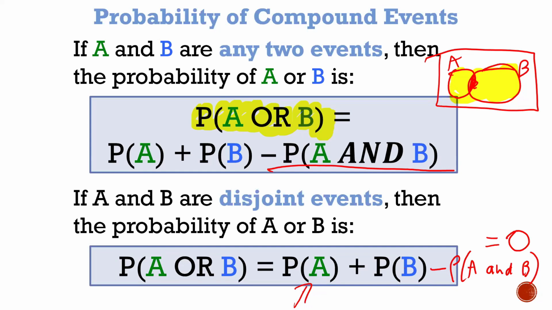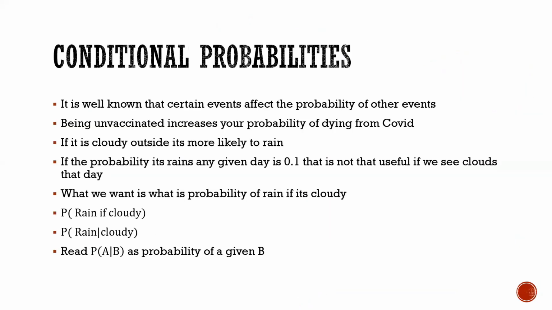Okay, so I just want to give you some things that you can think about and talk about. Conditional probabilities. It is well known that certain events affect the probability of other events. Being unvaccinated affects the probability that if you catch COVID, you will die from it. If it is cloudy outside, that affects, right?